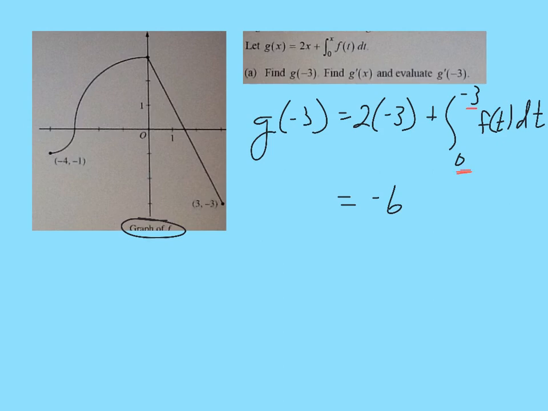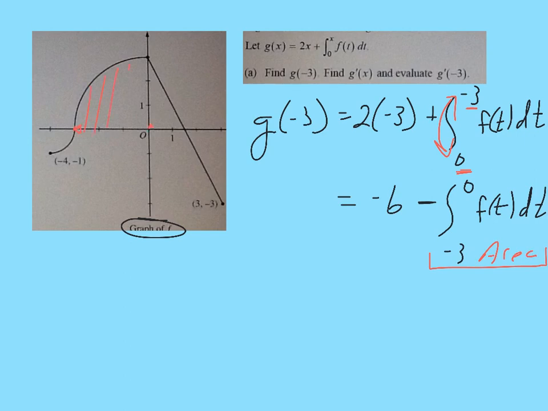But here our endpoints look backwards, right? We go from 0 to -3. So we're going to have to flip that around. And we said when we do that, we have to make the whole thing negative. So we're going to subtract the integral from -3 to 0 of f of t dt. Once again, just know what it is we're talking about. This is just the area under the curve from -3 to 0.